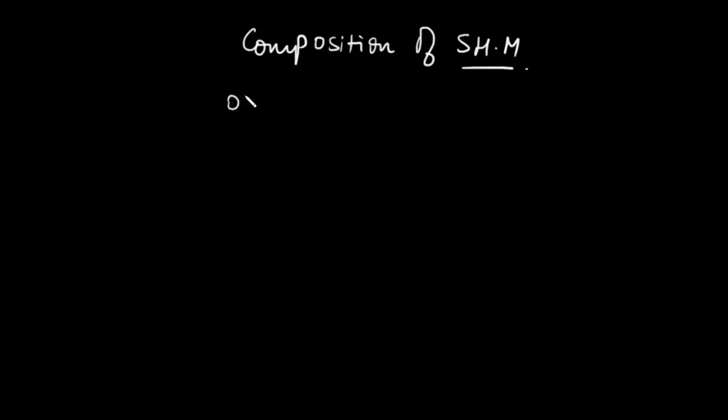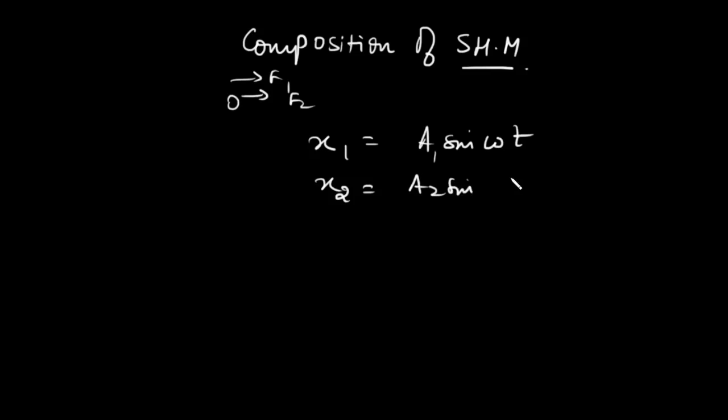For example, if there is a particle, there are two forces F1, F2 acting on this. F1 produces a simple harmonic displacement x1, let us say A1 sine omega t. And F2 produces x2 equal to A2 sine of omega t plus phi. Phi is the phase here. Phi will distinguish these two motions, because these two are different forces, so different S.H.M. will be produced. Now both these are along the x direction.